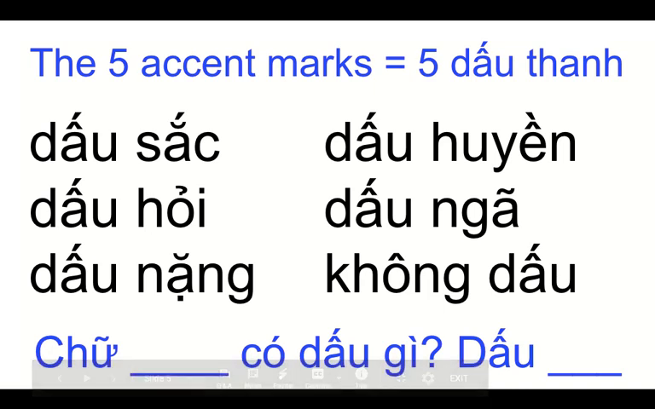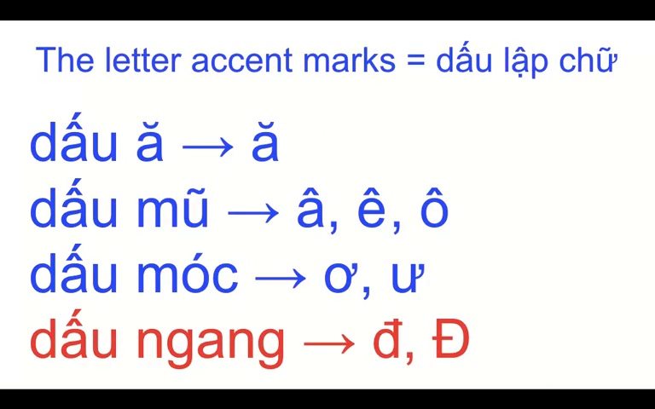Does it mean it doesn't have any accent marks? Well, you can see clearly it does have an accent mark, right? So this accent mark is the accent mark that I mentioned that are not tonal accent marks. They are letter accent marks. Letter accent marks in Vietnamese are dấu lập chữ. Dấu means accent mark. Lập means to build up something or create something, kind of like on a foundation. Chữ means word.